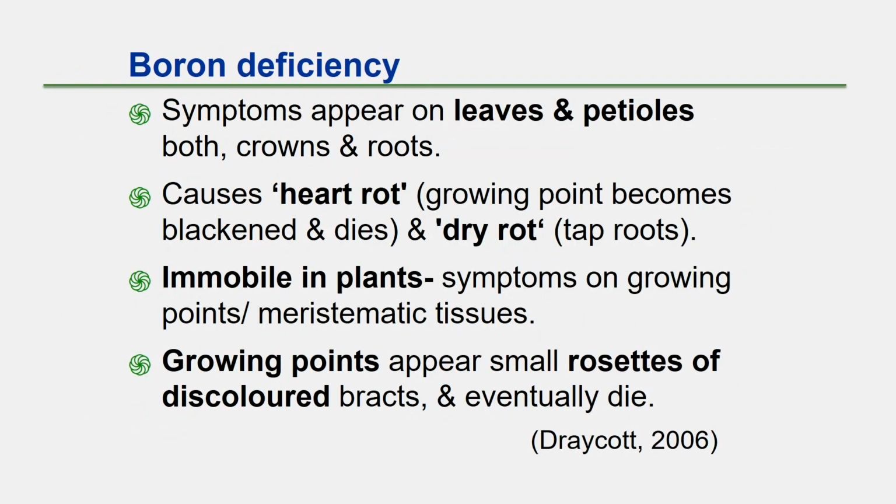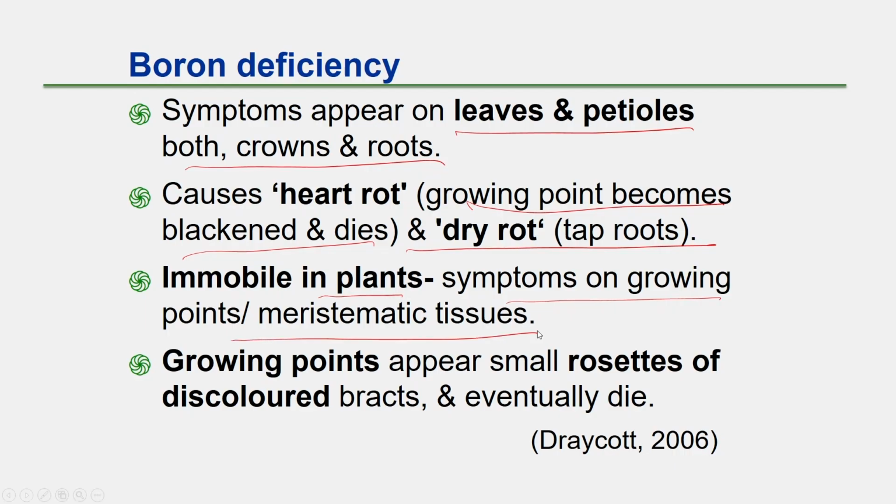Boron deficiency. Boron is also a micronutrient and it is necessary particularly for pollination. So, symptoms appear on leaves and petiole, both crown and roots. So, many parts are affected, causes heart rot. Growing point becomes blackened and dies and dries out. Immobile in plant, symptoms on growing points and meristematic tissues. Growing points appear small rosettes of discolored bracts and eventually die.